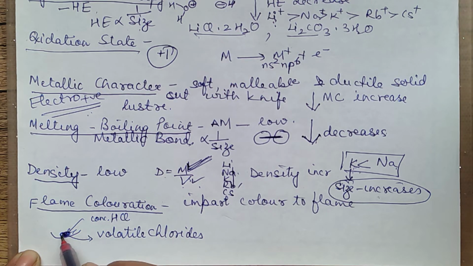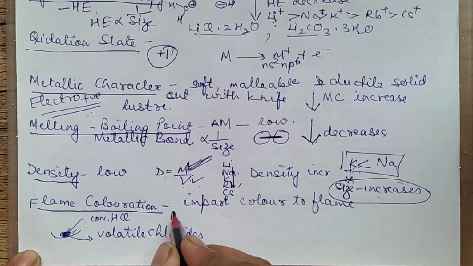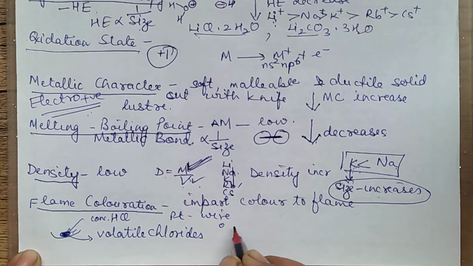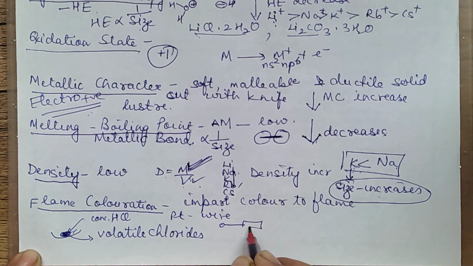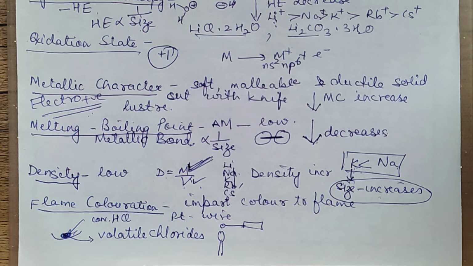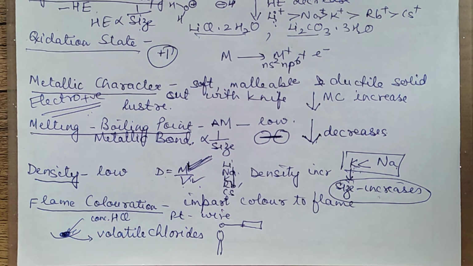So this paste is taken on the platinum wire. Platinum wire is something like this. There is a loop over here and there is a holder. On this loop, we just take the salt and put it onto the flame, on the burner. We will keep it on the burner and the flame coloration would be seen. Okay, so they all impart color to the flame.